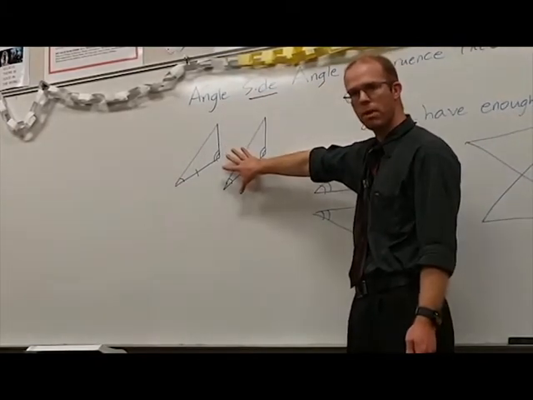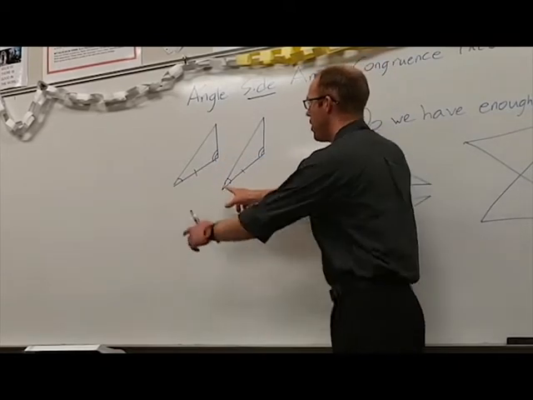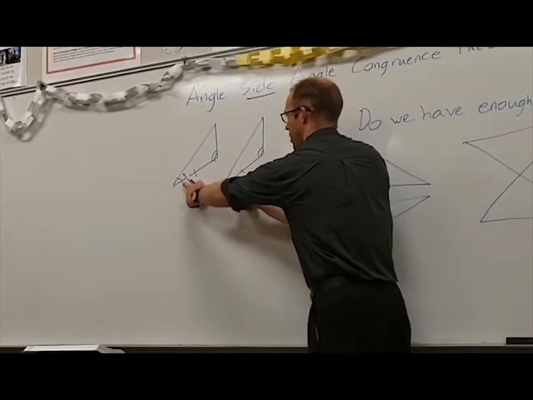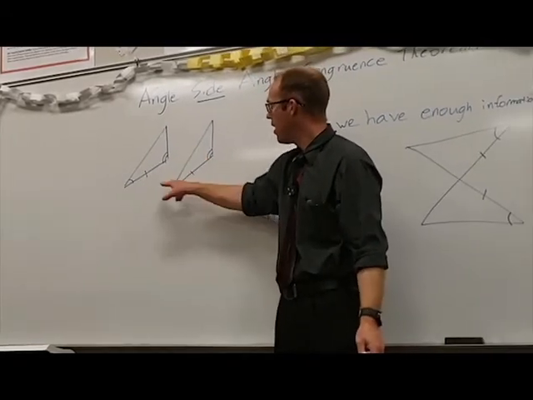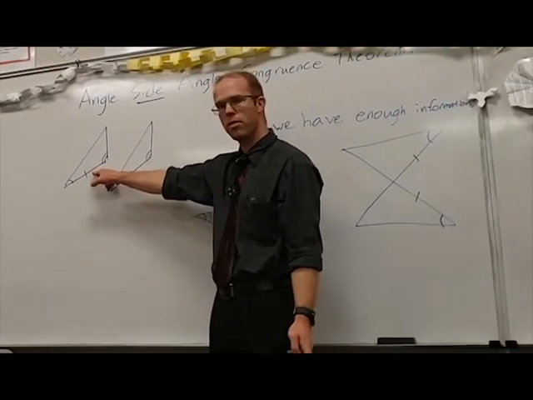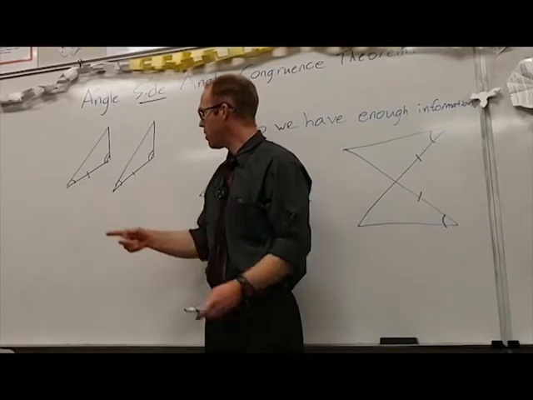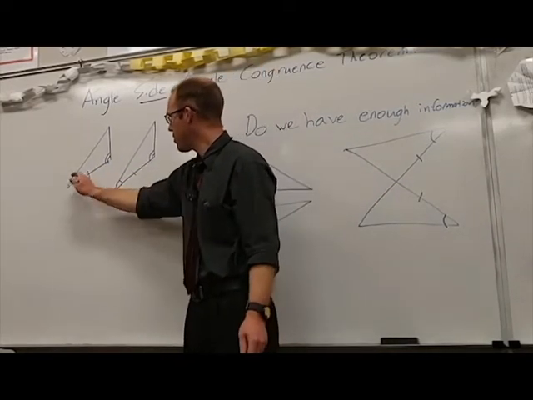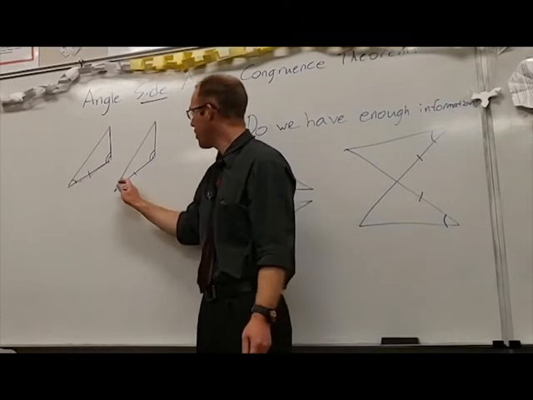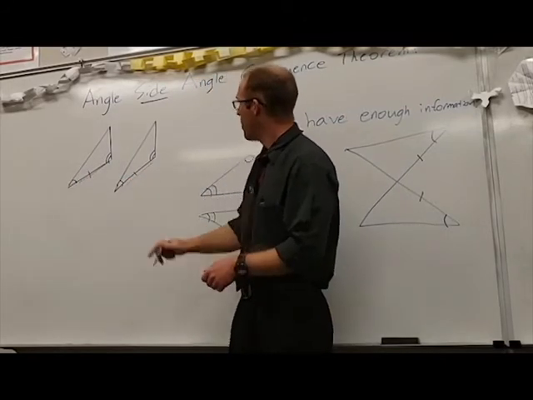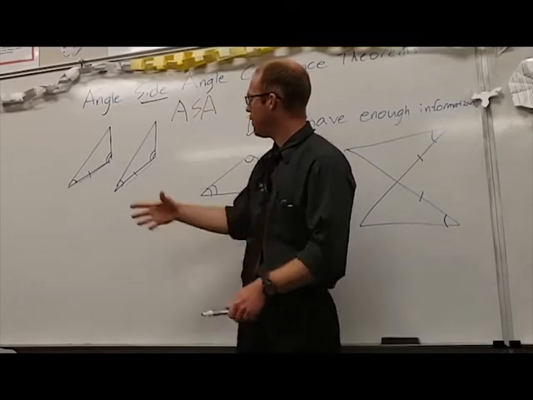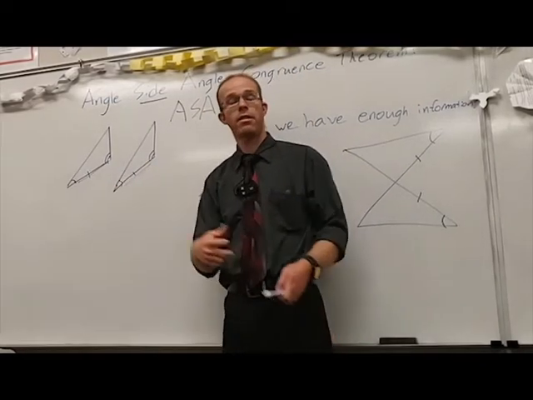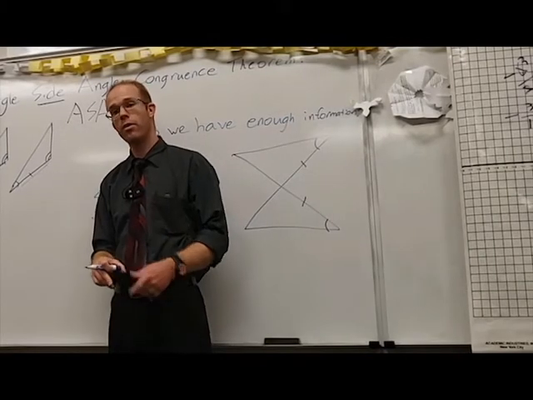So here's an example picture of when we have enough information. We have this angle right here and this angle right here that are congruent pairs of angles. And the side right here that's congruent is in between those two angles. So you'll notice that those two angles outline this side and those two angles outline this side. This one is usually abbreviated angle, side, angle. If you know that information, that's enough to be able to tell that these two triangles are congruent.